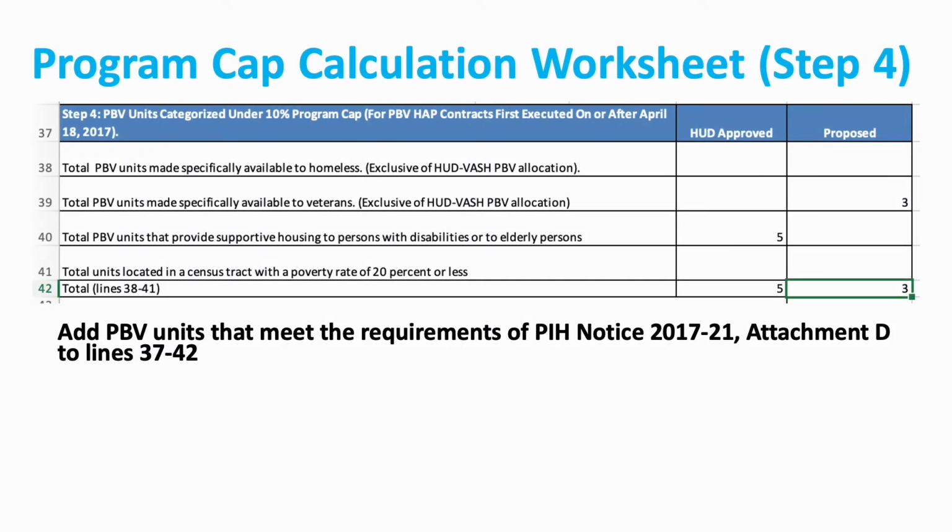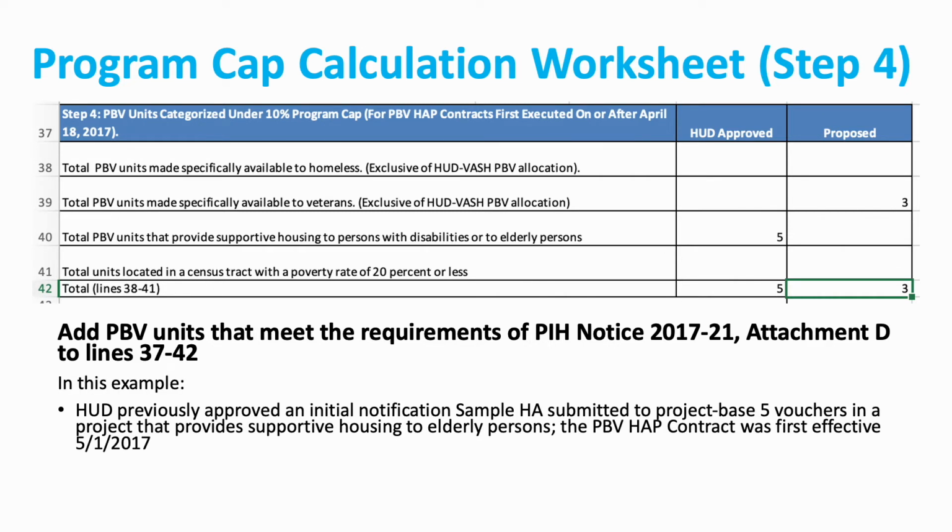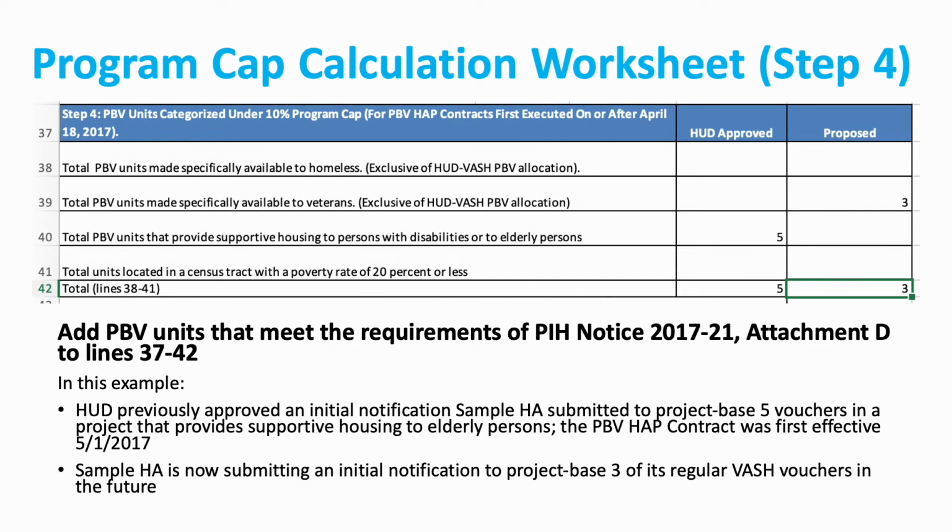Step 4 is where your housing authority will report on PBV units under the 10% program cap, including both proposed and previously approved units. In this example, the Sample Housing Authority previously submitted to Project-Based 5 units in a project to provide supportive housing to elderly persons. They are also proposing to Project-Base 3 of its regular VASH vouchers in the future.